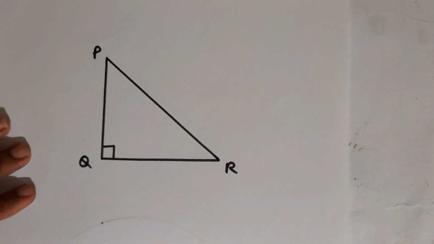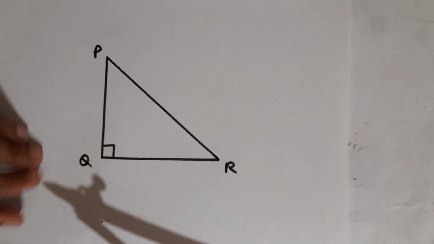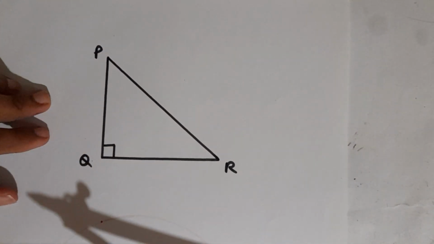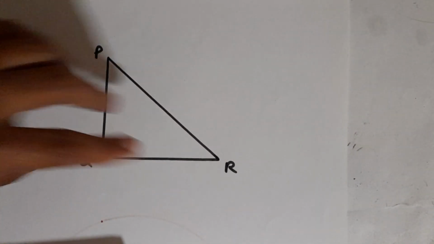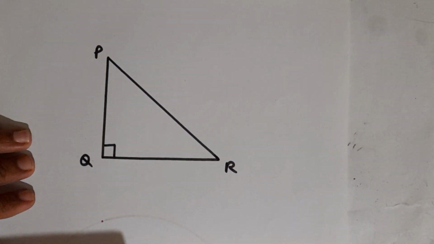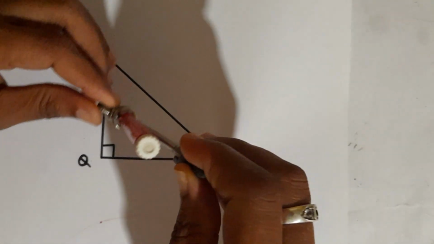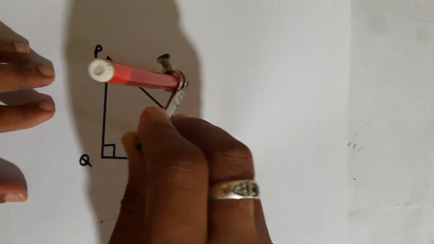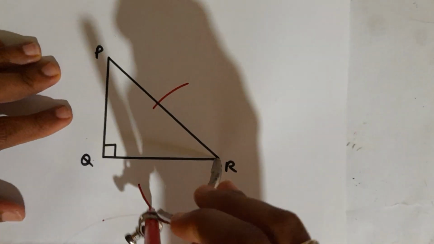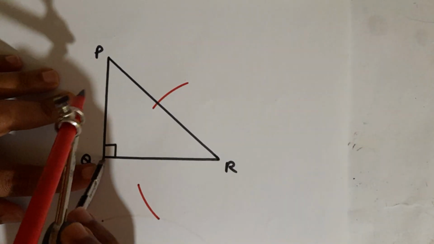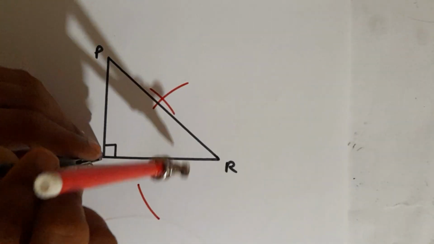Now we are going to construct the circumcircle of a right angle triangle. We are given this right angle triangle PQR. By selecting two sides, we can construct the perpendicular bisectors of these sides first. I will take the side QR first and draw the perpendicular bisector.